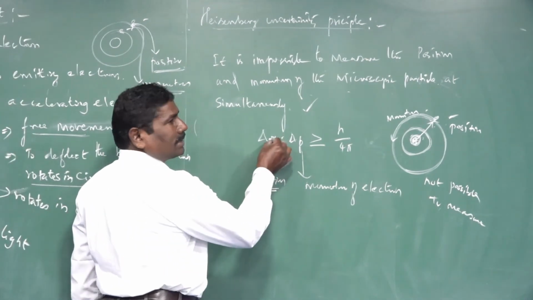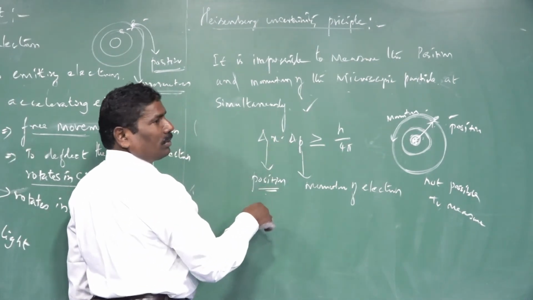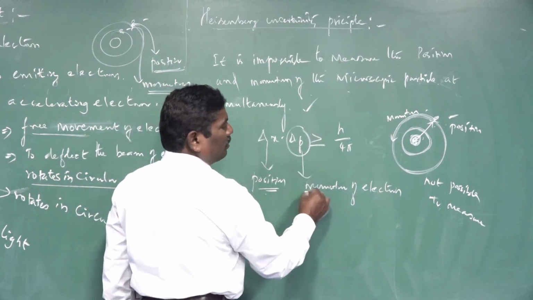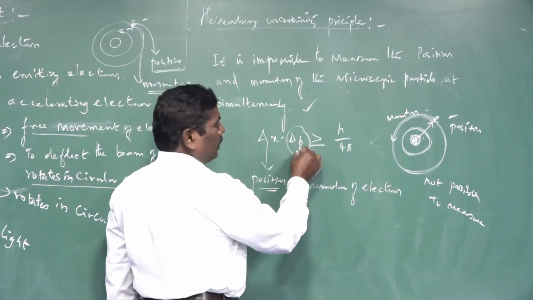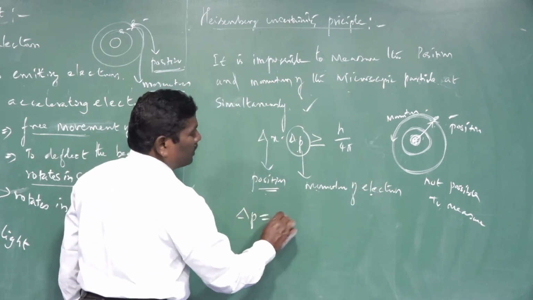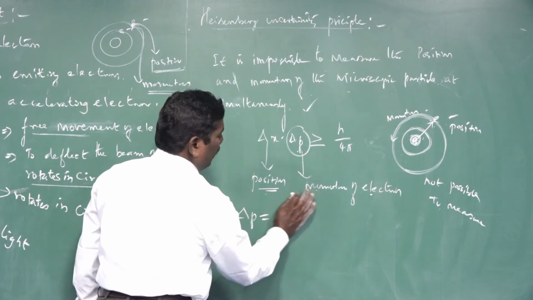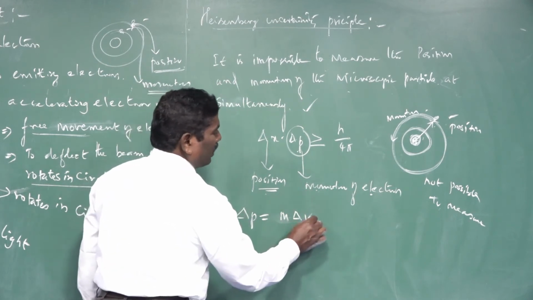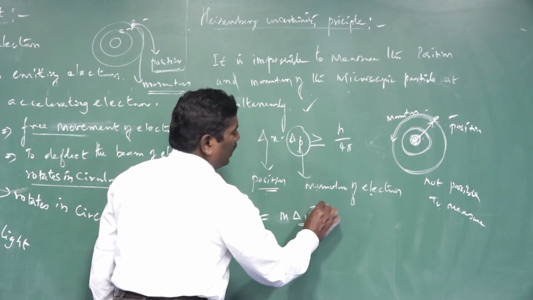Here delta x denotes the position of the electron. Momentum is nothing but the momentum of the electron, and delta p can be written as m into delta v, where v is the velocity of the electron.